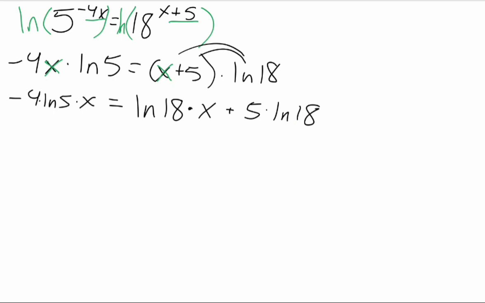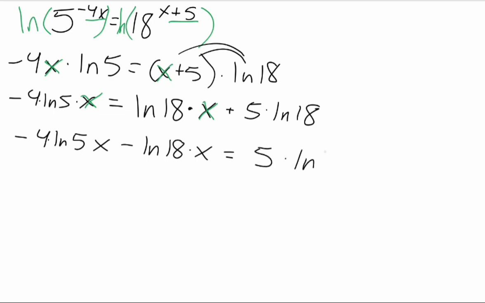And so then I want to get all my x terms on the same side as each other, because if I'm trying to solve for x or get it alone, I'm probably going to have to factor out an x at some point. I have it in two separate terms. So I'm going to subtract the natural log of 18 x to the other side. So negative 4 natural log of 5 x minus natural log of 18 x. So kind of like 3x minus 5x, just looks messier. And I left my constant part over here, my 5 times the natural log of 18.